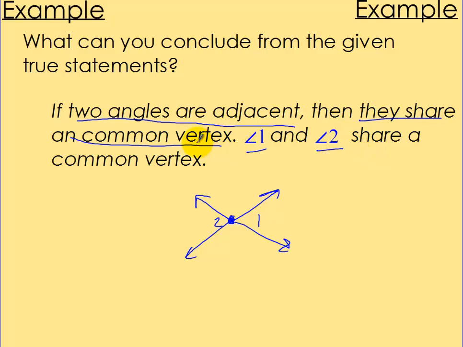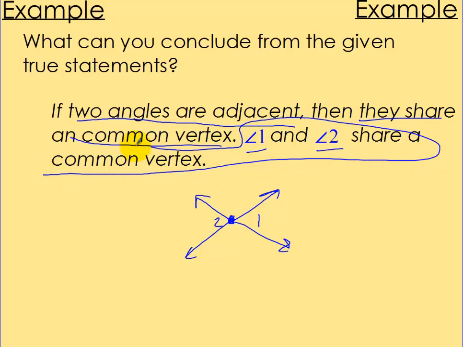The way the law of detachment works is if the hypothesis is true, then the conclusion must be true. Here we're saying the conclusion is true. They're given that this is the conclusion. This doesn't mean my hypothesis, the first statement, two angles are adjacent, has to be true. So what can I conclude from the given? Nothing. Can't conclude anything. It's a trick.